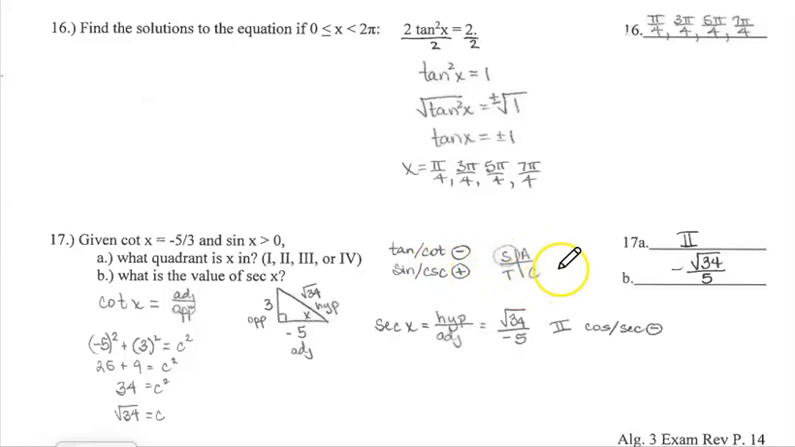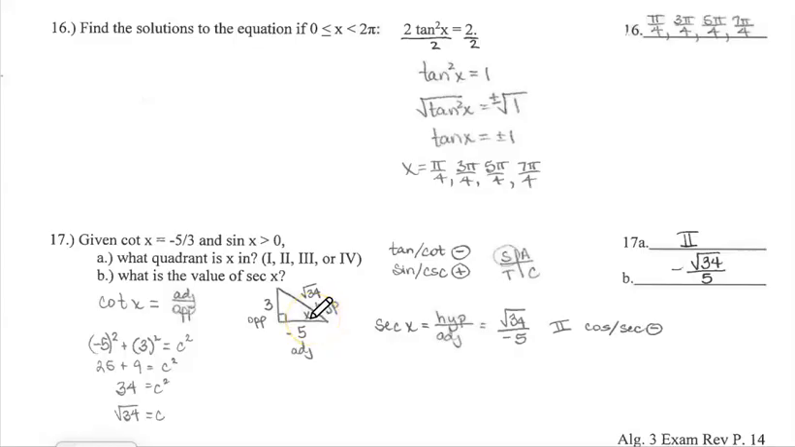So remember your four quadrants: all students take calculus. We are looking for where sine is positive and tangent is negative, and that's going to be right here in the second quadrant. Okay, so I know I'm in the second quadrant. Now I want to know what is the value of secant. If cotangent was negative 5 over 3, and I know I'm in the second quadrant, I'm going to build a triangle.